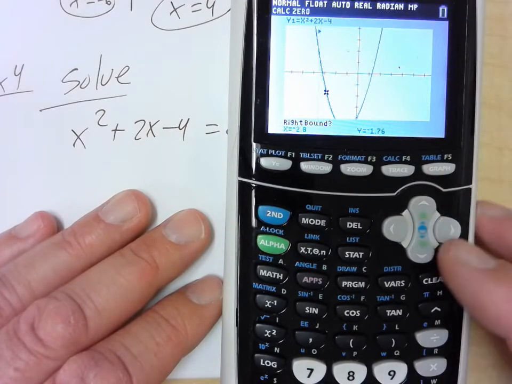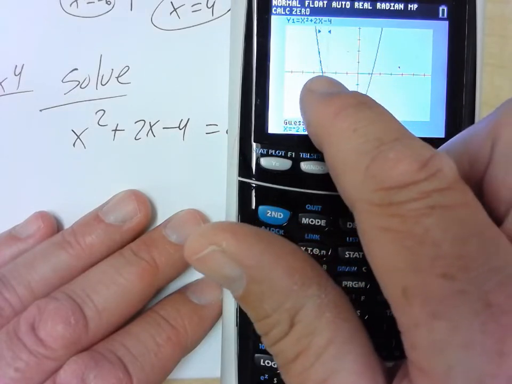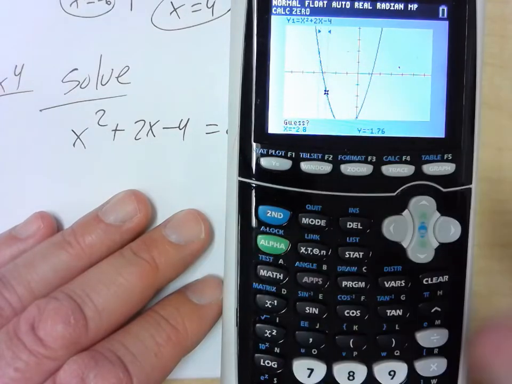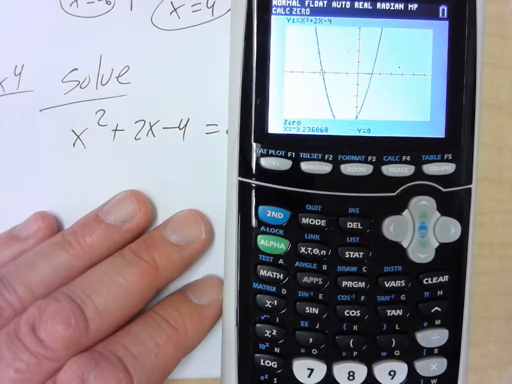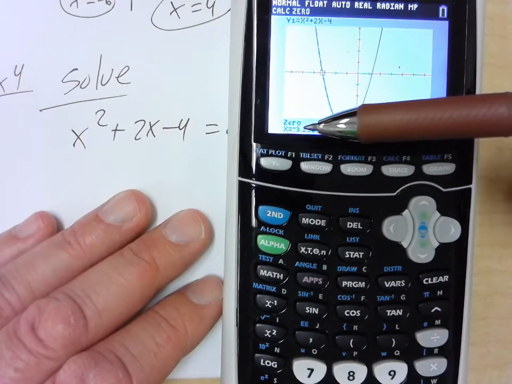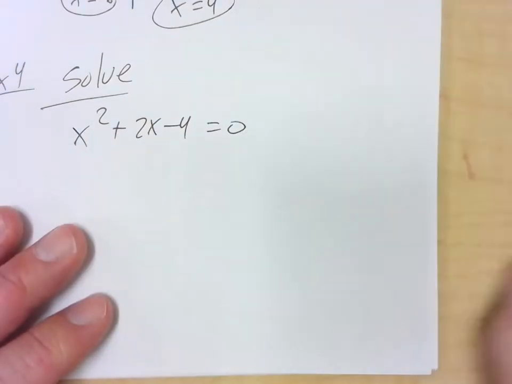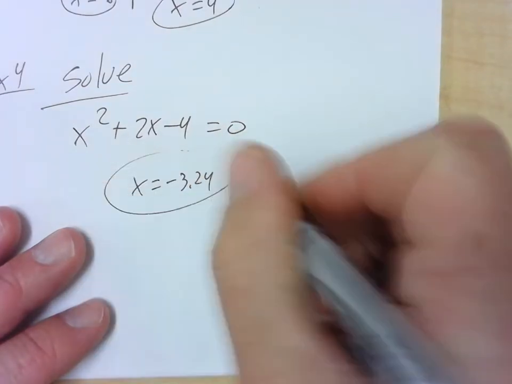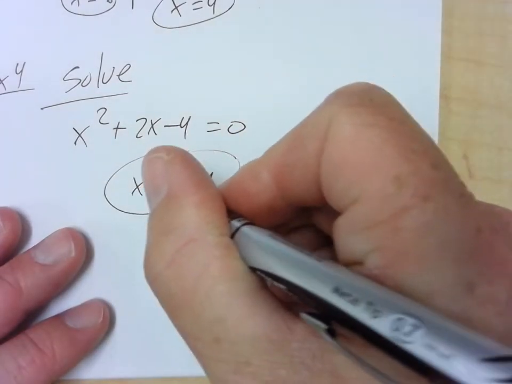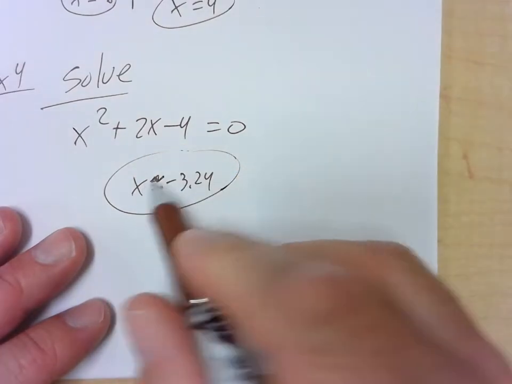Now we go to the right side, and then I've basically jailed in the place where it crosses, and then I can go back to guess. So it crosses at negative 3.24. I'll round to 2 decimal places. So x is equal to negative 3.24. Approximately, I'll use the approximate symbol. It's not exactly. We'll find the exact answer later. So the squigglies mean approximately.